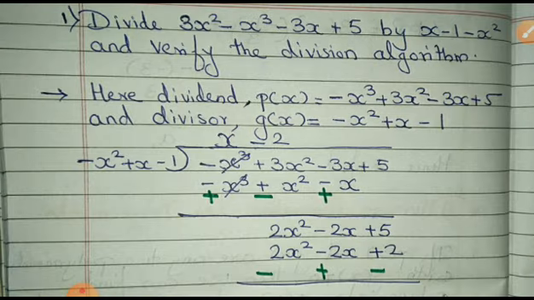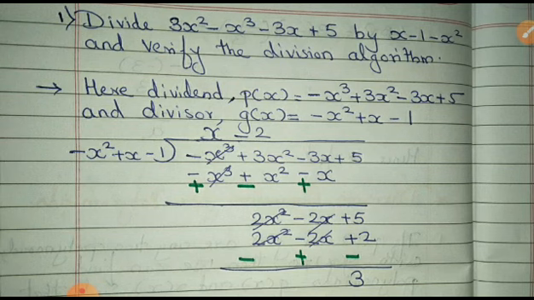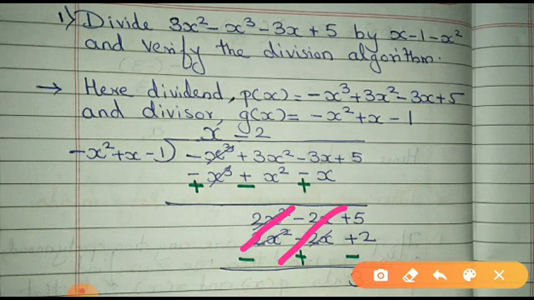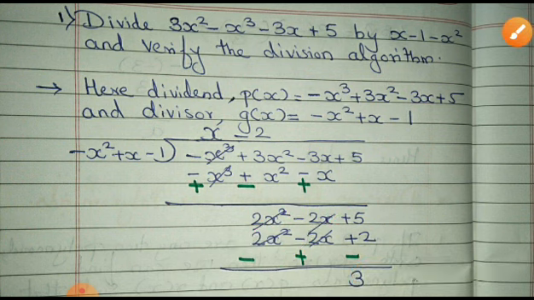Okay. So I'll multiply minus 2 with each term. So minus minus becomes plus. So plus 2x square minus 2x plus 2. Change the sign. Then the first terms will get cancelled. This also will get cancelled. And the remainder I'll get as 3.